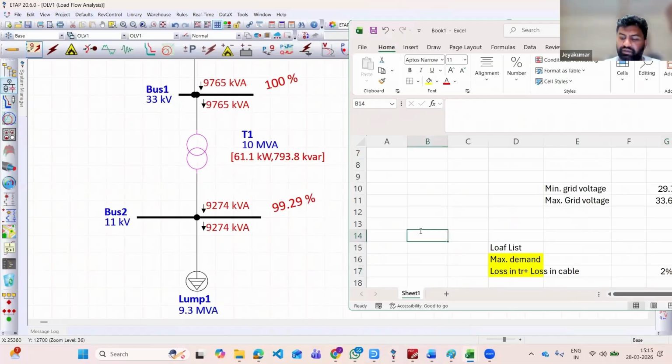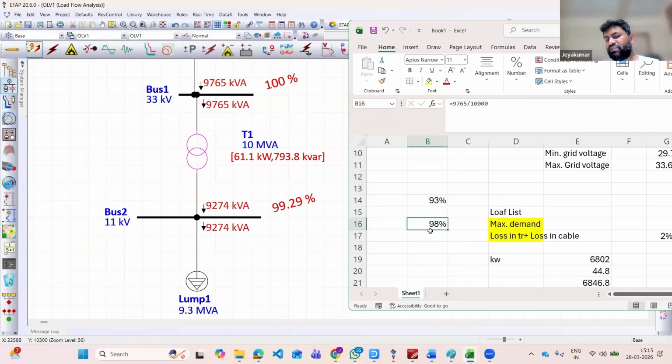So on the LV side, maybe 9274 divided by, so this will be your transformer percentage of the loading, right? On the LV side. When you put it on the HV side, if you look at, that means 9765. So this is your loading percentage. See, when it is crossing 95% and above, that is why it is showing marginal.